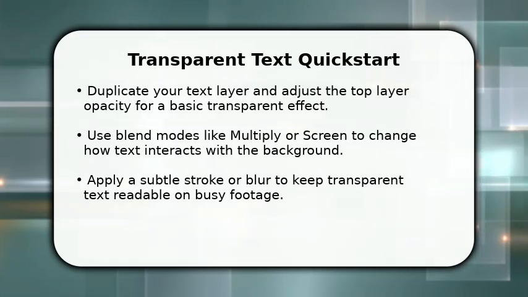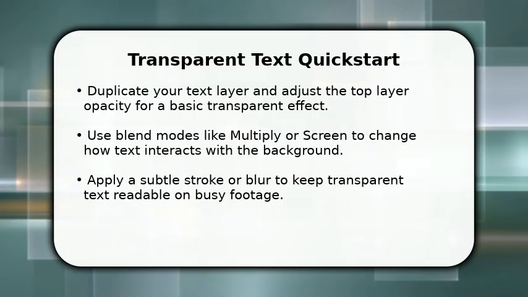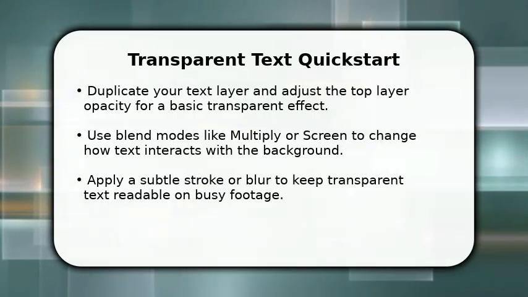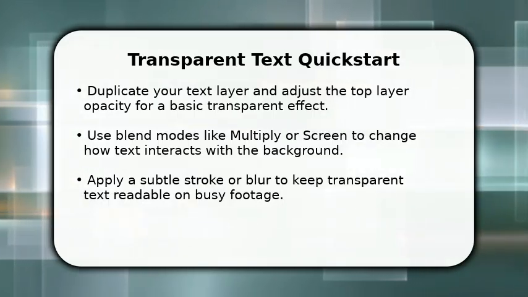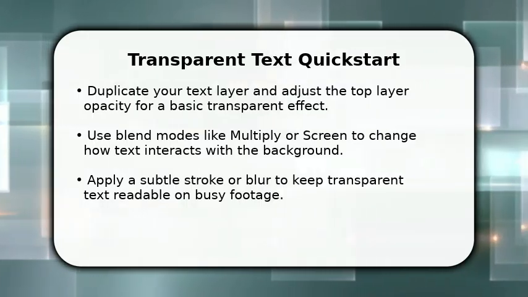Enjoy the video. In this video, I will show how to make text transparent in CapCut. Open your project, add a text layer, duplicate it, reduce opacity on the top layer, apply blend mode multiply or screen, and adjust blur and shadow for clarity.